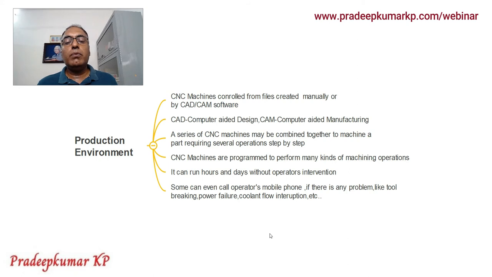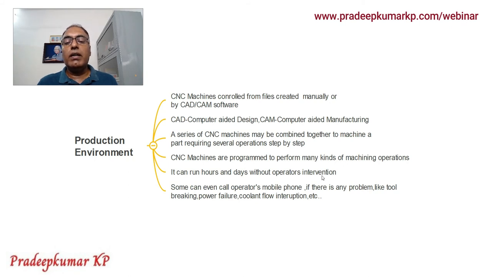A CNC machine program can perform many kinds of machining operations, like I have already told. It can be used for embossing, engraving, deep engraving, milling, marking, drilling. We can call these different processes, different operations. Earlier we were doing slotting, shaping, and all these processes we can do in one CNC machine itself.